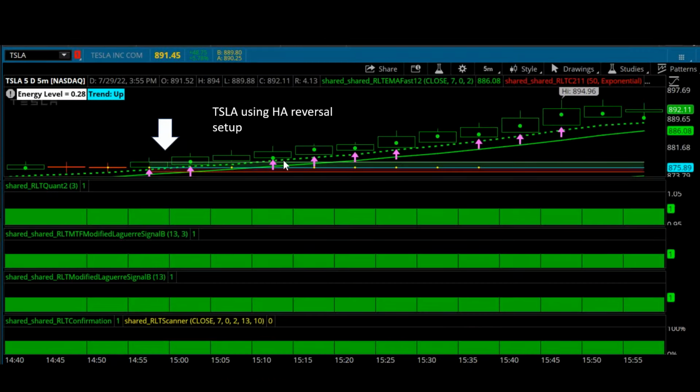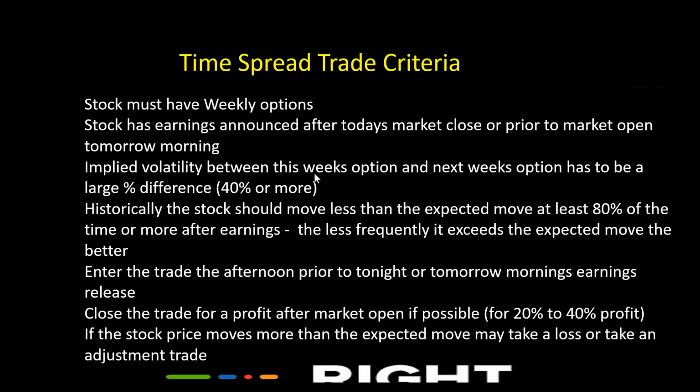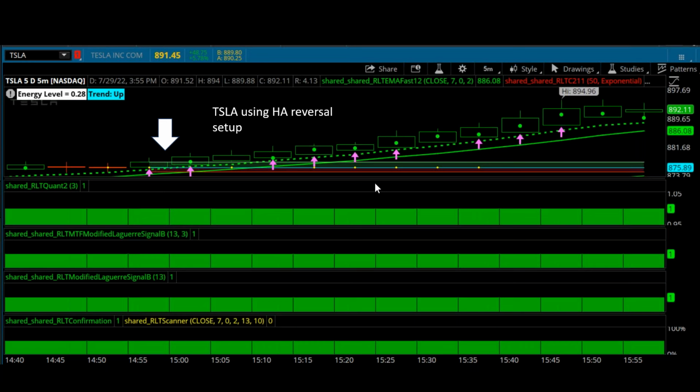All right, so those are time spreads. I hope that gives you some food for thought as far as trading options after earnings. I'm going to show you some charts of the Compass system and some of the trades we've taken and go over why these are high probability trades and why we took them.